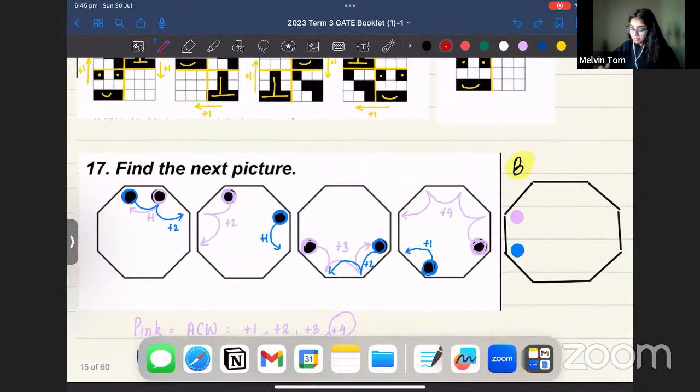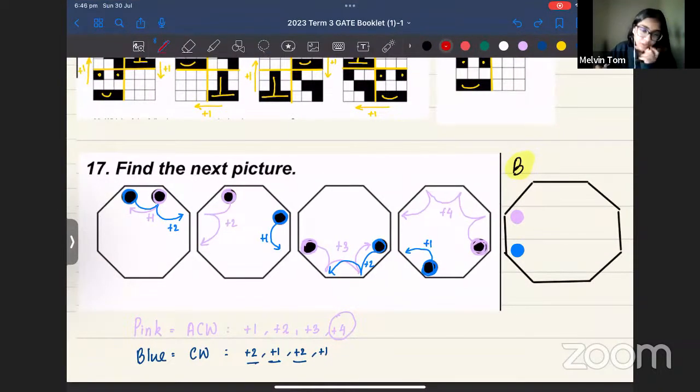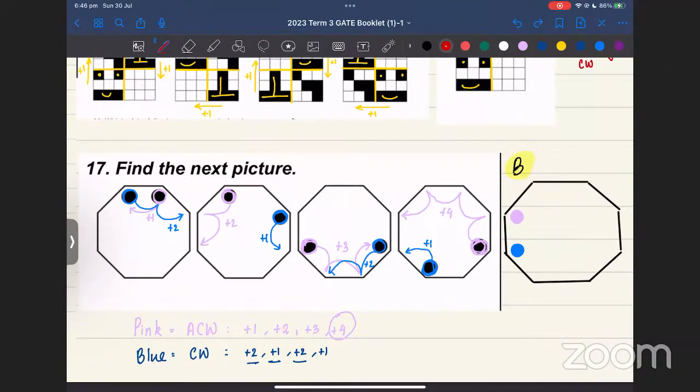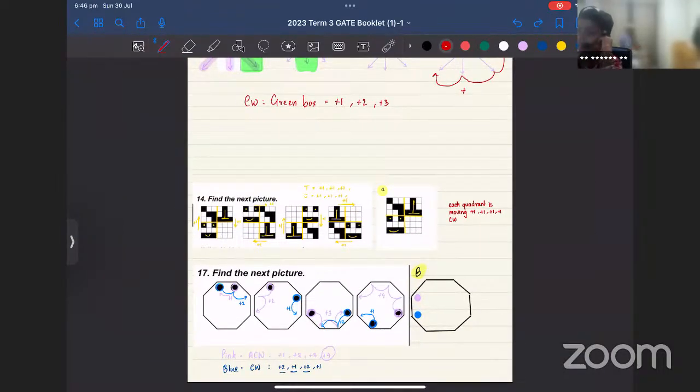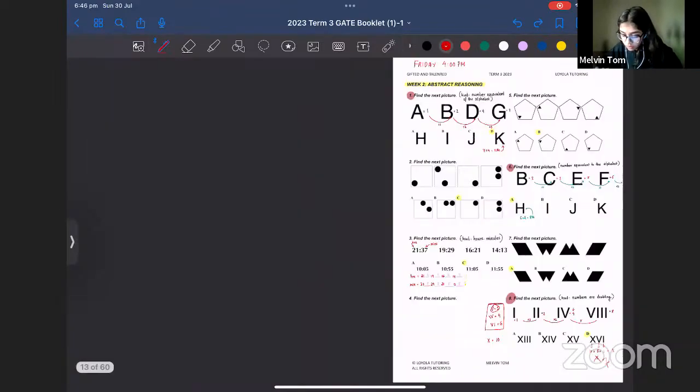Now let's see. Can I get to the reading comprehension at the end? Just because I need to take my PowerPoint inside the iPad. I'll go through all the abstract first. Oh, sure. Okay. Now, question 4. Let's look at question 4.